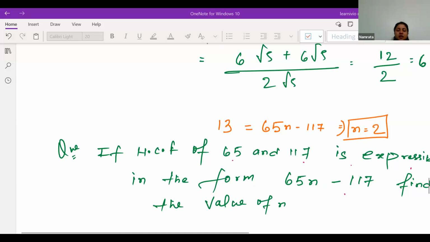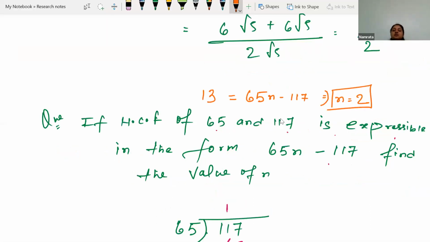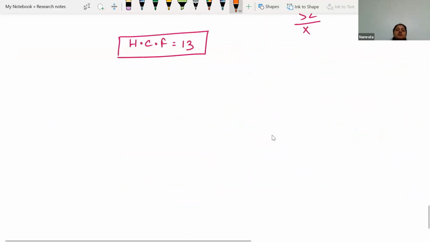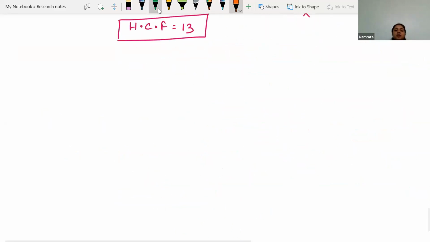Yes. Okay, let's move ahead. So 2 is our answer. The value of n will be 2. The question is clearly written over here. If the HCF of these two is expressible in this form, find the value of n. So we will find the HCF, make one equation, and just find the value of n from there. Alright, let's take a few more questions.